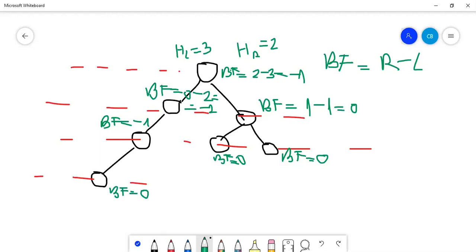Now, in our philosophy, in an AVL tree, if the tree is balanced, so it preserves its AVL properties, all the nodes will have either 0, minus 1, or plus 1.